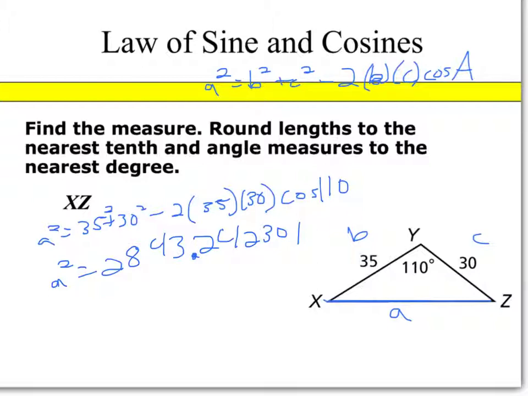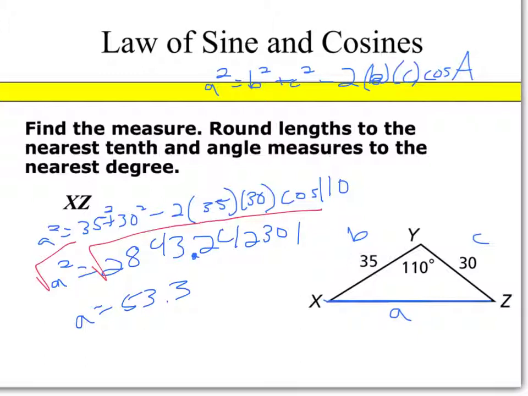Now what we need to do in order to undo a square symbol is take the square root. So you find the square root of 2843.242301, and you will get 53.3. And you're done. Okay?